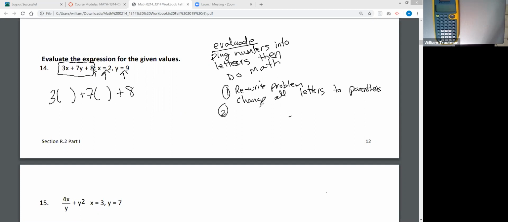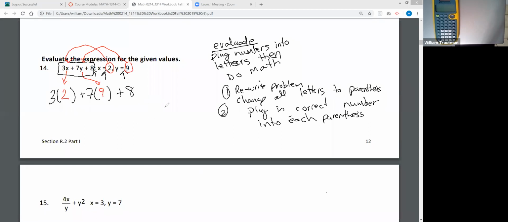Step 2, plug in correct number into each parentheses. So I'm going to plug in the correct number. Do you see x is 2? So we need to plug a 2 into the x. In the x spot, we plug a 2 in there. Y is 9. So I plug a 9 into the y spot, plug a 9 into the y spot.